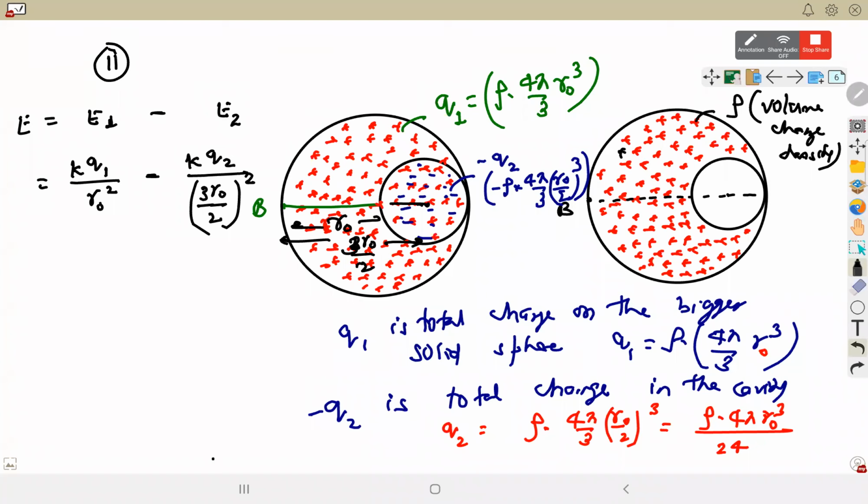Is it clear how it is 3 R0 by 2? Because R0 is the total radius, its diameter was R0, so this becomes R0 by 2. Now substitute the value of Q1 and Q2.